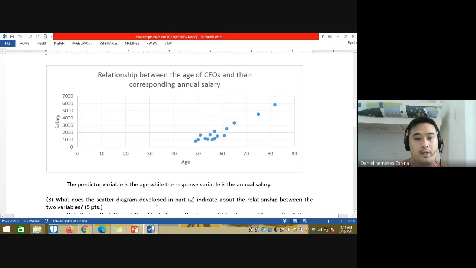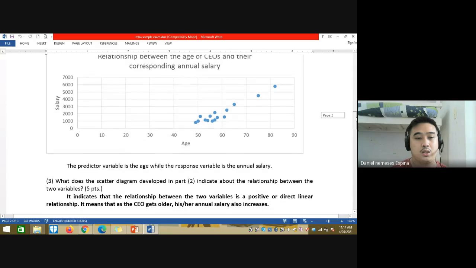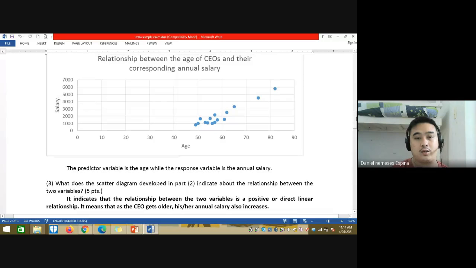Number three, what does the scatter diagram developed in part two indicate about the relationship between the two variables? As we can see in the scatter diagram, it indicates that the two variables are positively or directly related. It means that as the CEO gets older, his or her annual salary also increases.